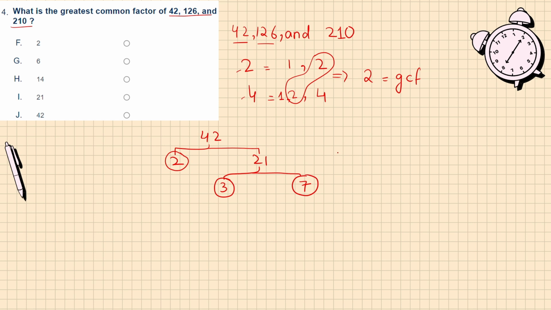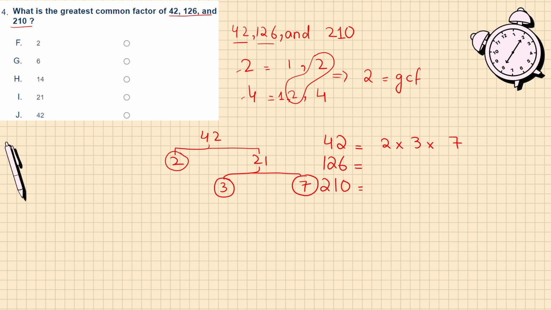Now you can write the circled numbers here. 42 will be equal to 2 multiplied by 3 multiplied by 7. So this is the thing: when you multiply the circled numbers, you will get the original number, which is 42. Why am I writing this? Because this is one of the methods to find the GCF, the greatest common factor. Similarly, you will use the same method for 126 and 210.